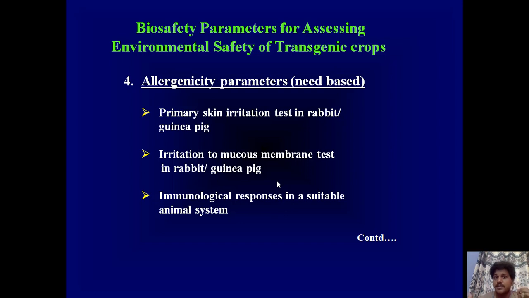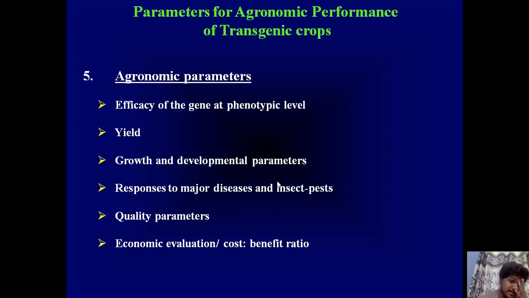Then biosafety parameters for assessing the allergic parameters, which are also need based again. So primary skin irritation test in case of rabbits or guinea pigs, irritation to mucous membrane test in case of rabbit and guinea pig, then immunological responses in suitable animal systems, then agronomical practices, efficacy of the gene at phenotypic level. So the gene we have inserted, is it expressing phenotypically or not? Then yield, growth and development parameters, response to major diseases and insect pests, then quality parameters and evaluation, economical evaluation, cost benefit ratio, whether it is cost effective or not.